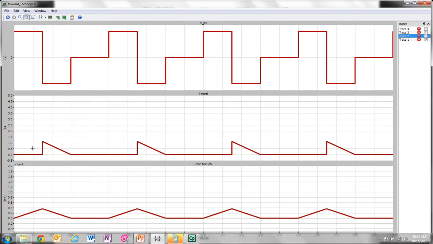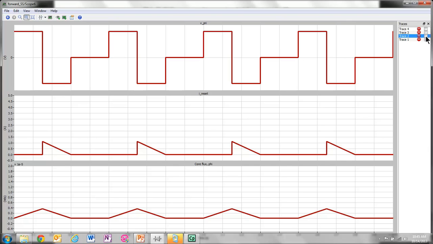The middle plot is that of the reset current, and it jumps to a value equal to Im peak, then comes down to 0 right at this instant when the primary voltage goes back to 0. Then again it jumps at the next cycle's off interval, and so on. The third plot is that of the flux in the core phi c, and it increases with the primary magnetizing current during the on interval and follows the current waveshape of the reset current during the off interval 1, then remains 0, and so on. So that is for D equals 0.3.